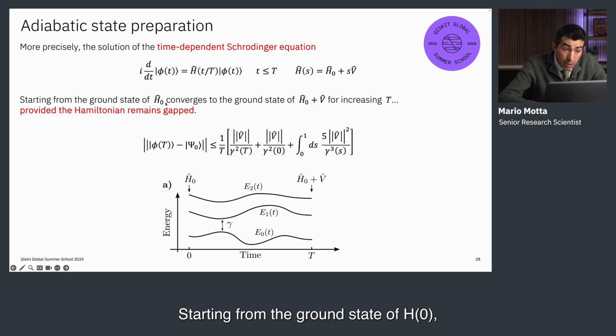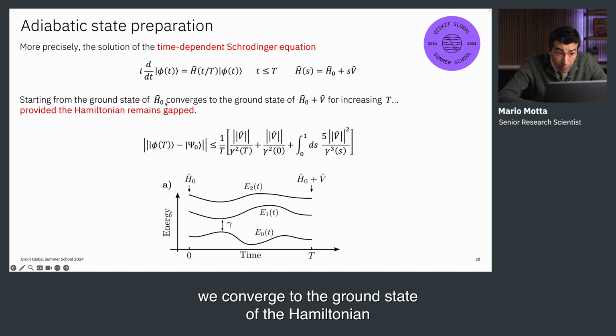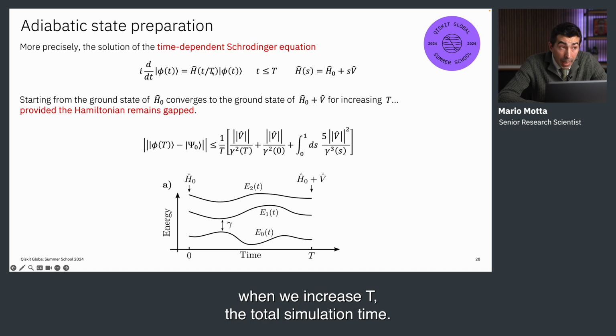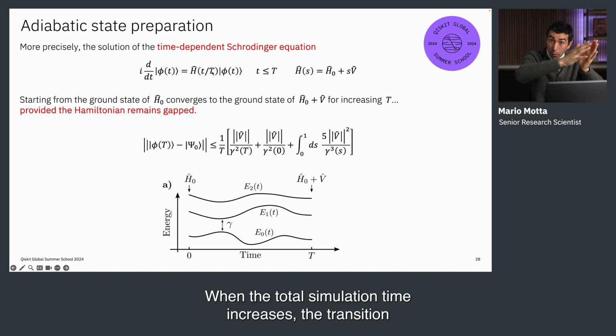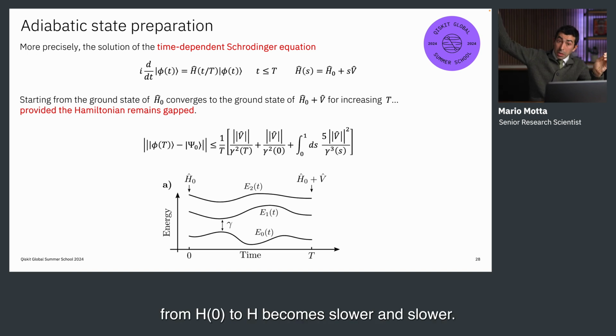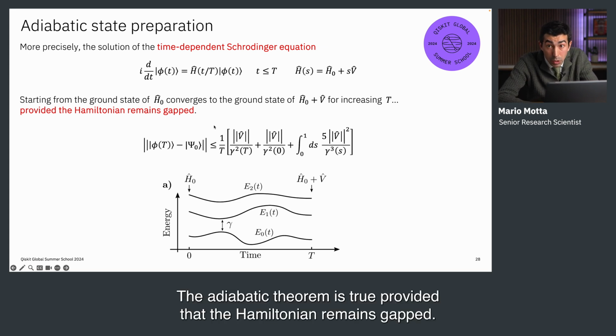Starting from the ground state of H0, we converge to the ground state of the Hamiltonian when we increase uppercase T, the total simulation time. When the total simulation time increases, the transition from H0 to H becomes slower and slower. This is true provided that the Hamiltonian remains gapped.